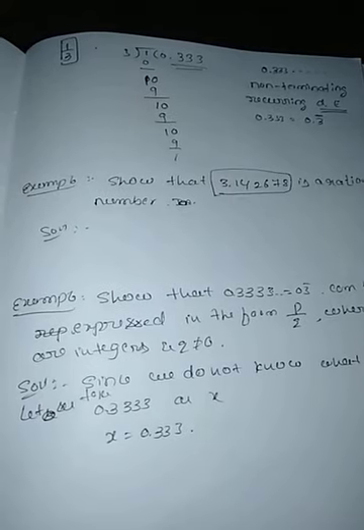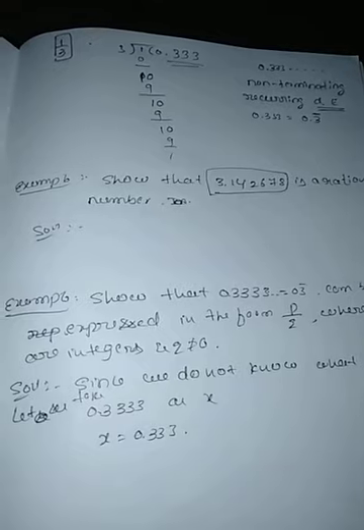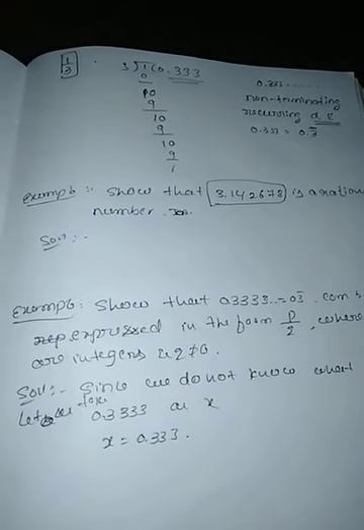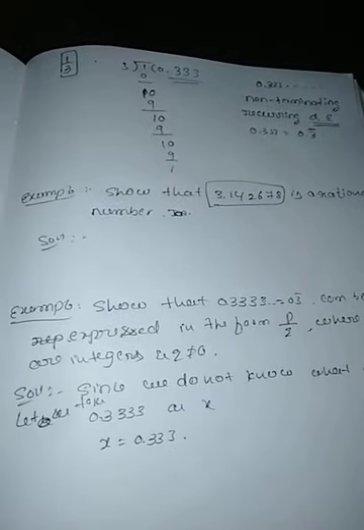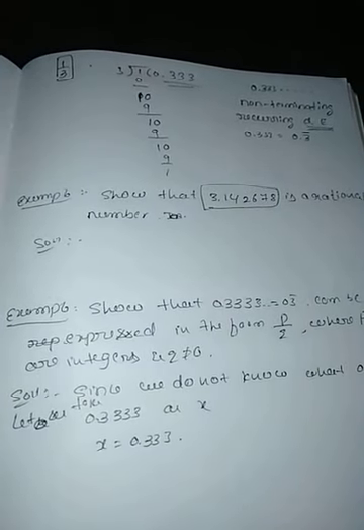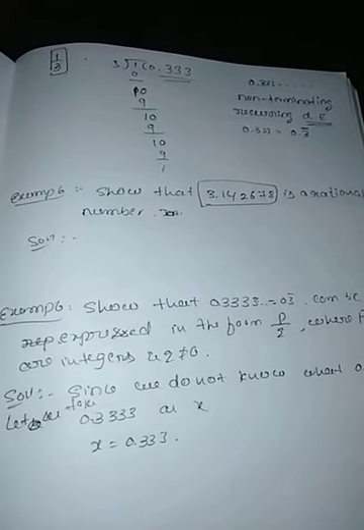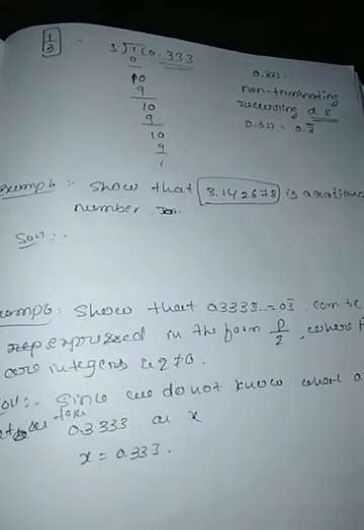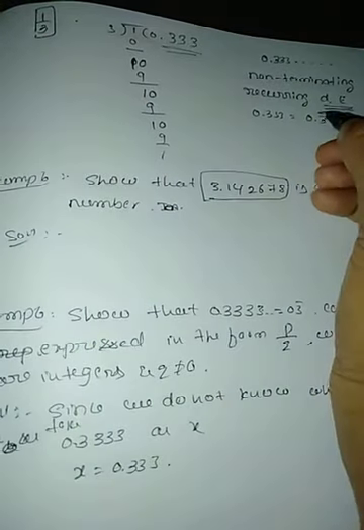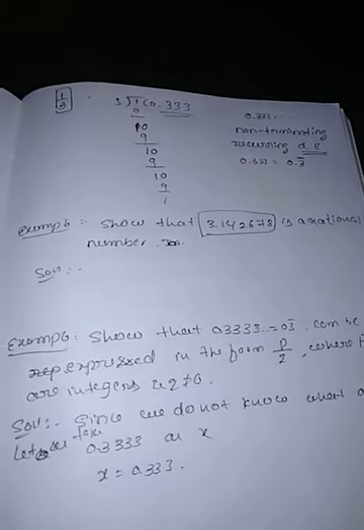Terminating means it will end at 0. We will get 0 as a remainder. Non-terminating means it will not end and we will not get 0 as a remainder. Recurring means the numbers will repeat continuously. Those numbers are called non-terminating recurring decimal expansion. Okay, so now move on to the next one.